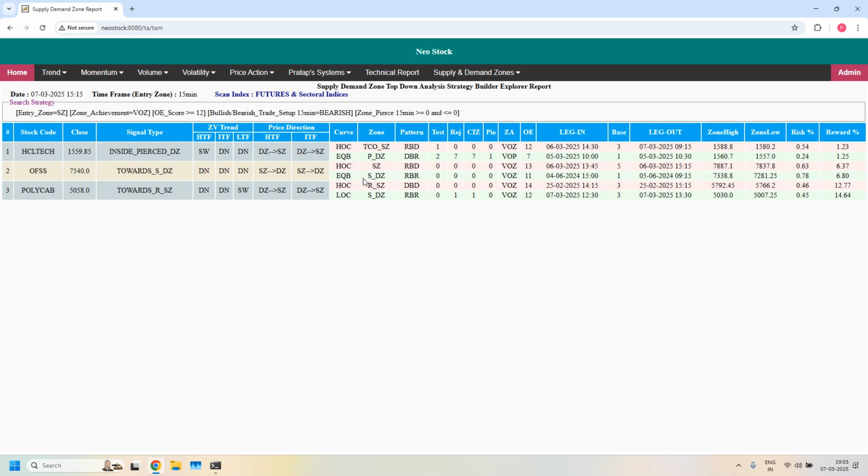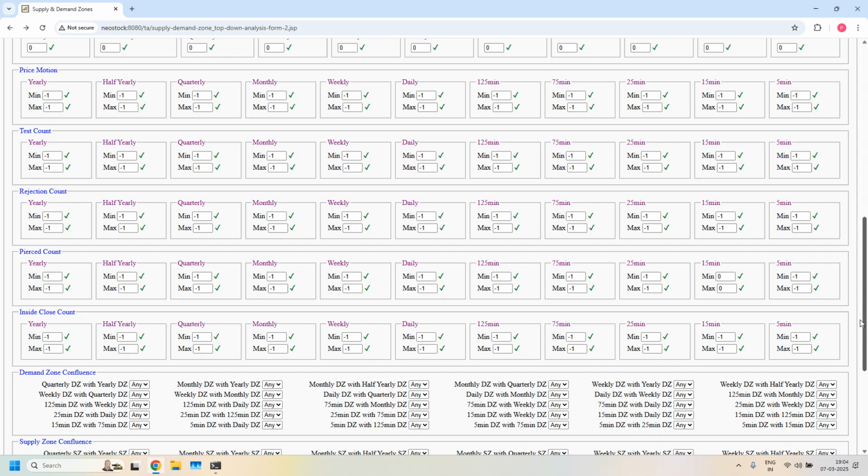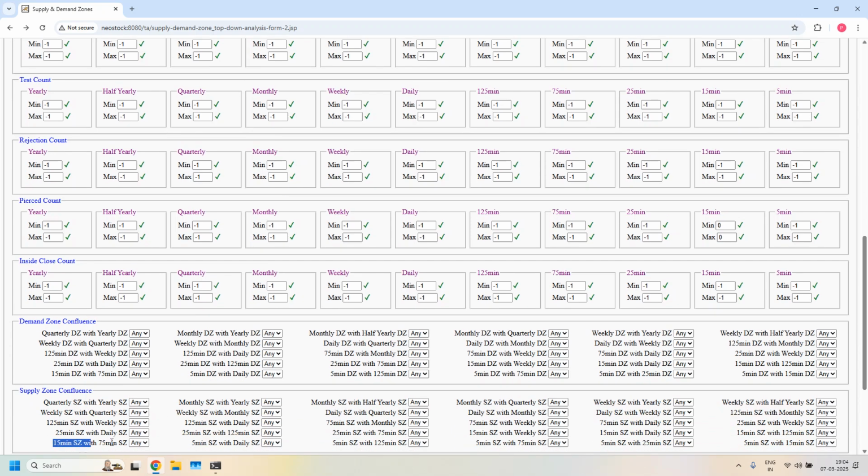And these 3 stocks are currently supporting bearish trade setup for daily income trade. And entry time frame zones are 15 minute supply zones. These 3 are 15 minute supply zones. Now let's verify. Out of these 3, how many are having more probability to get success? So for that we use zone confluence. First filter is LTF and ITF supply zone confluence. That is 15 minutes and 75 minutes supply zone confluence. I am enabling that filter.